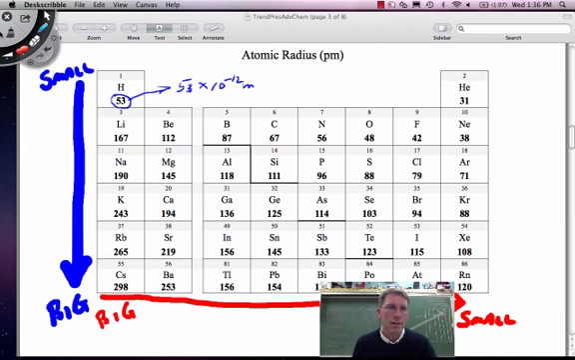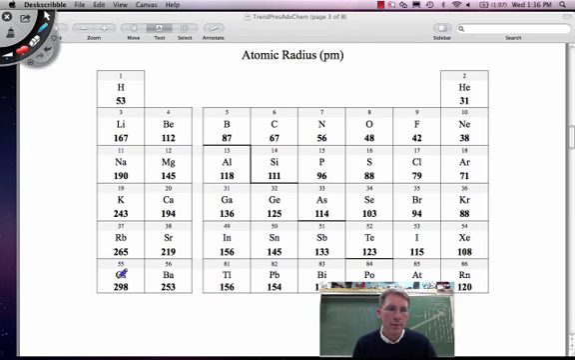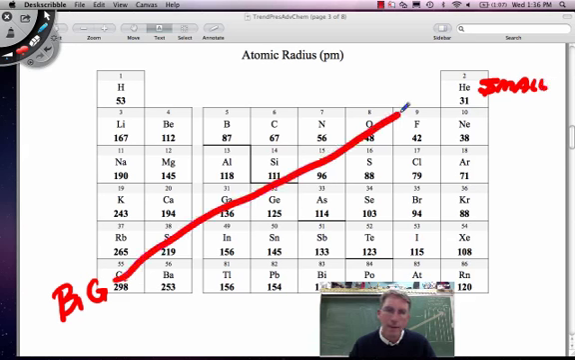So I'm going to erase all the stuff that we've written here, and I'm going to say that this area is big and this area of the table is small. Oops, sorry for that. And that our general trend, from lower left to upper right, is that we are going to get smaller and smaller and smaller as we head in that direction.